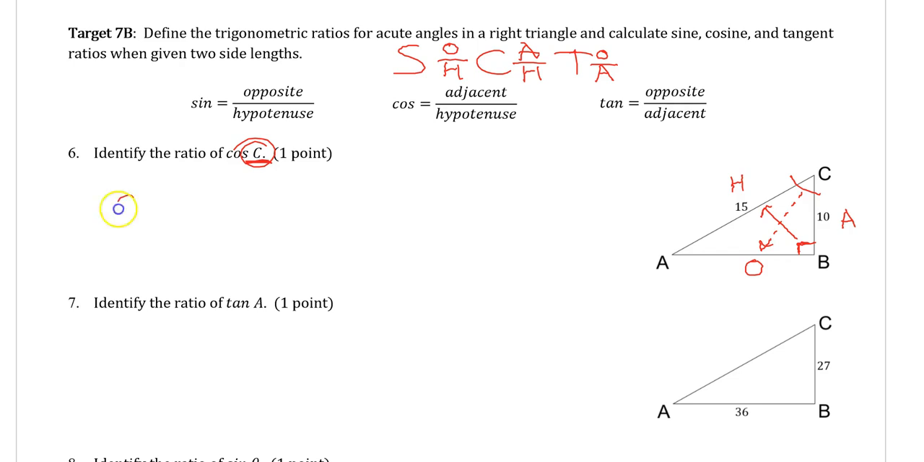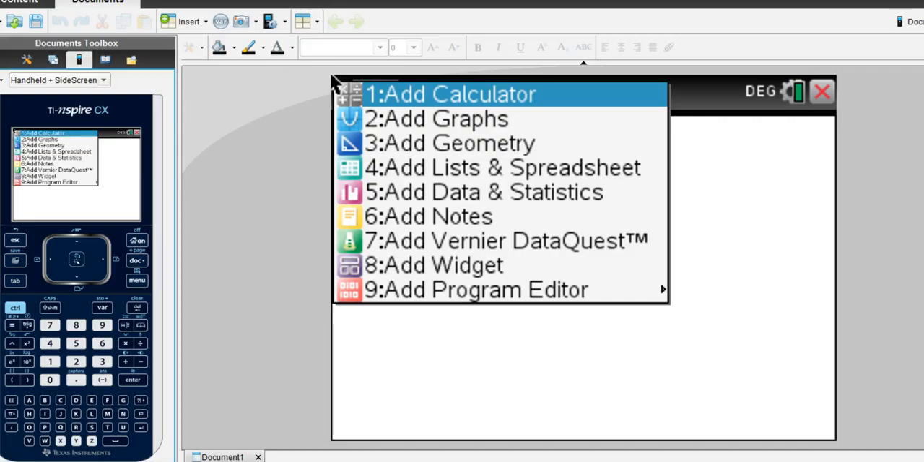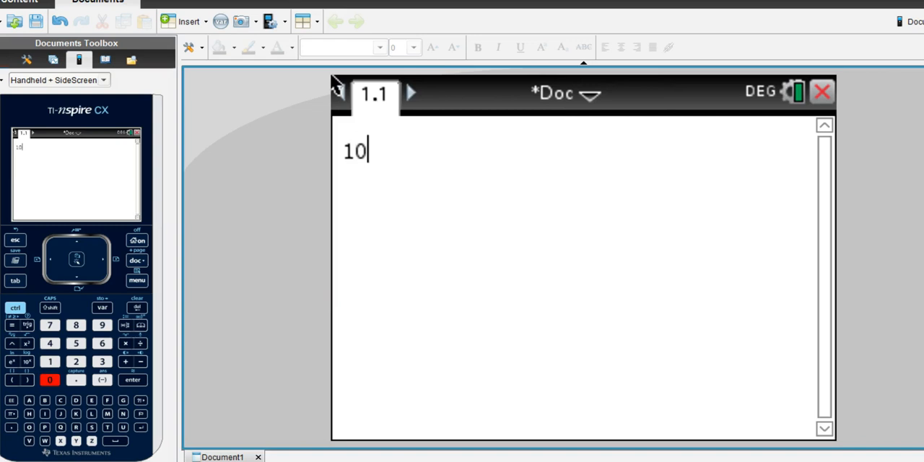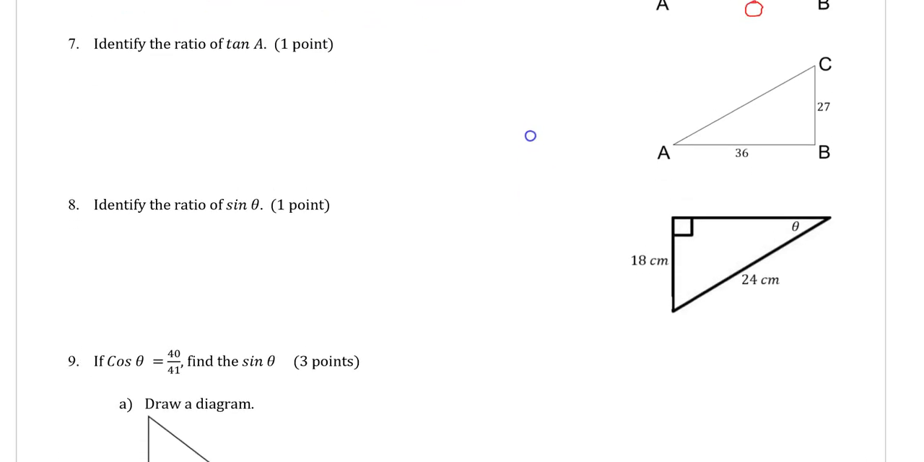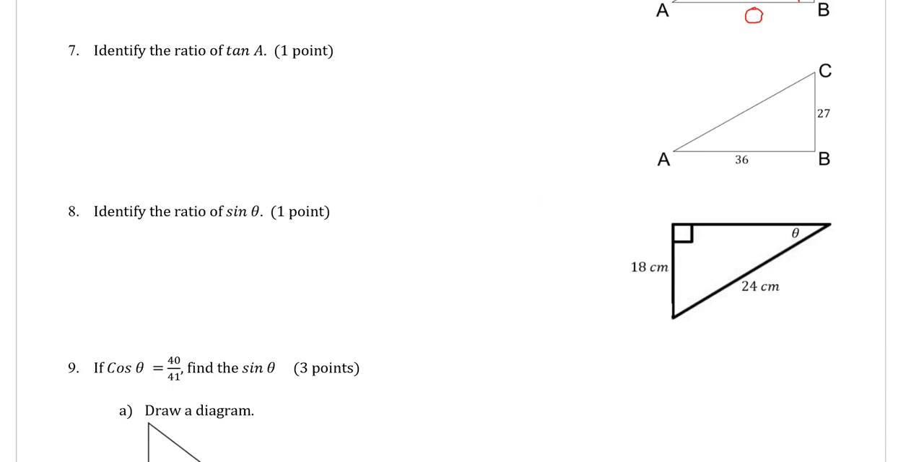So the cosine of C equals A over H, right? It's adjacent over hypotenuse, the CAH part of SOHCAHTOA. So my A is 10, and my hypotenuse is 15. And we're always going to check if we can reduce. 10 over 15 does reduce to 2 over 3.